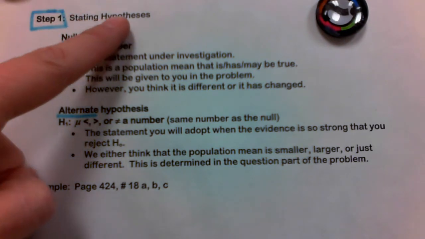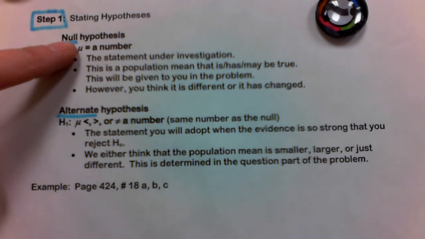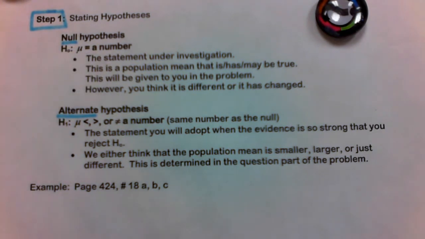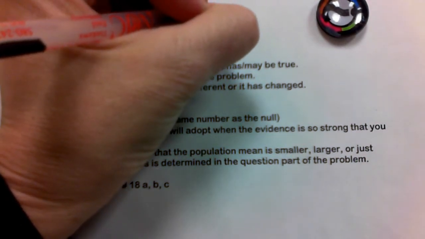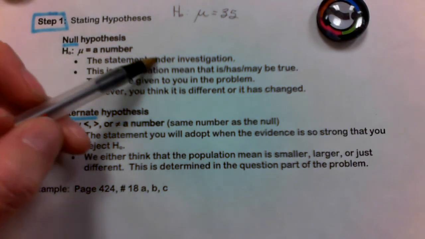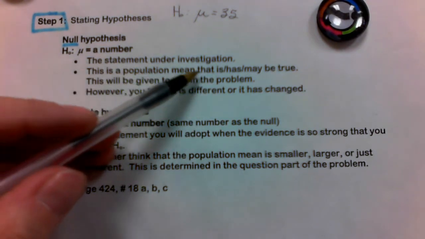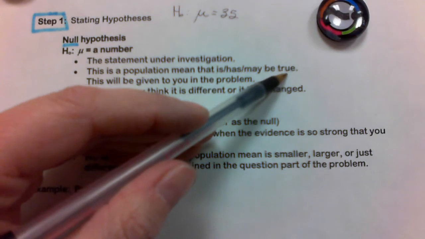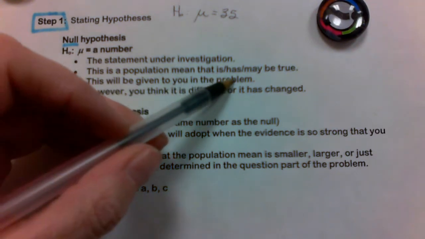Now, step 1 is stating your hypotheses, and you have 2 of these. H sub 0 is what we call the null hypothesis, and this is where mu is equal to some number. So in our example, we would say that the null hypothesis is that the average age of NOC students is 35. And the null hypothesis will always be a statement of equality. It will say equals. Now, this is the statement that is under investigation. We think that this is a population mean that is true, has been true, or may still be true, but this will be given to you in the problem.